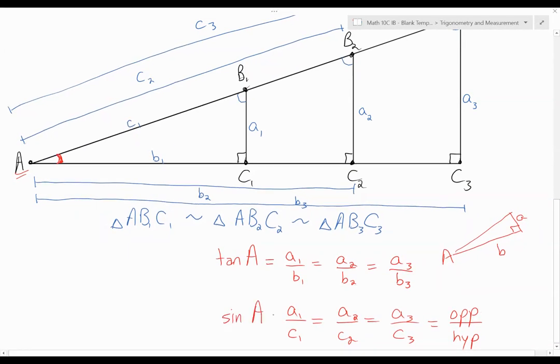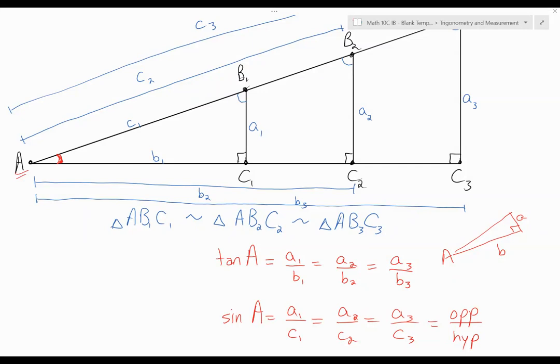So for any angle A, that sine ratio, no matter what size right triangle I draw, if I have a particular angle, so a 20-degree angle, for example, and I draw a right triangle that has a 20-degree angle, and then I measure the opposite side and divide it by the hypotenuse, I will always get the same ratio, no matter how big I've drawn that triangle.